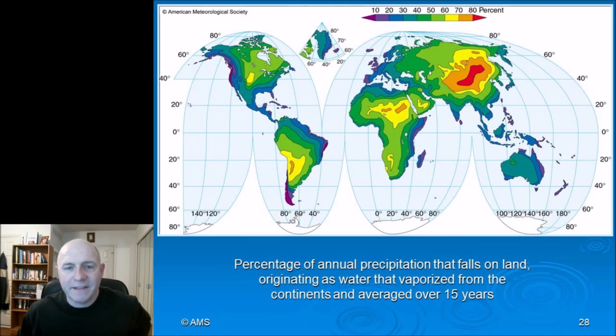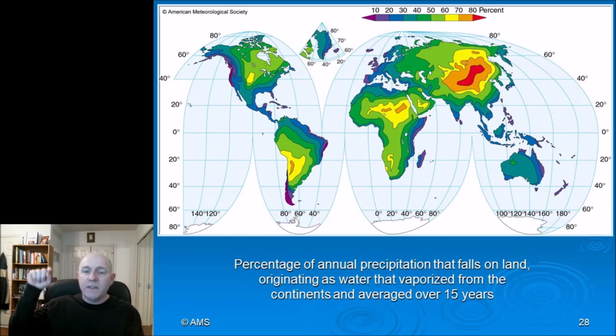This graphic I think is kind of interesting. It's a percentage of annual precipitation that falls on land that originates as water that vaporized from the continents. In other words, places that rain or snow fell. Where did that water originate? All right, and those reds and yellows show you that water originated on the land, meaning soil moisture or maybe a lake, as opposed to that water came in from like the Gulf of Mexico or the Atlantic Ocean or the Pacific Ocean, like that.